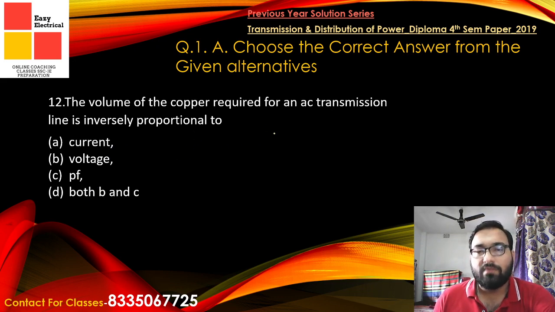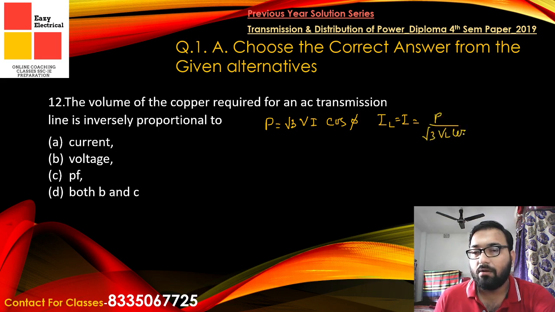We know that for any system, power we can write as √3 VI cos phi. Here V and I are line quantities, VL and IL, cos phi. So IL we can write as P upon √3 VL cos phi. So this is one form.